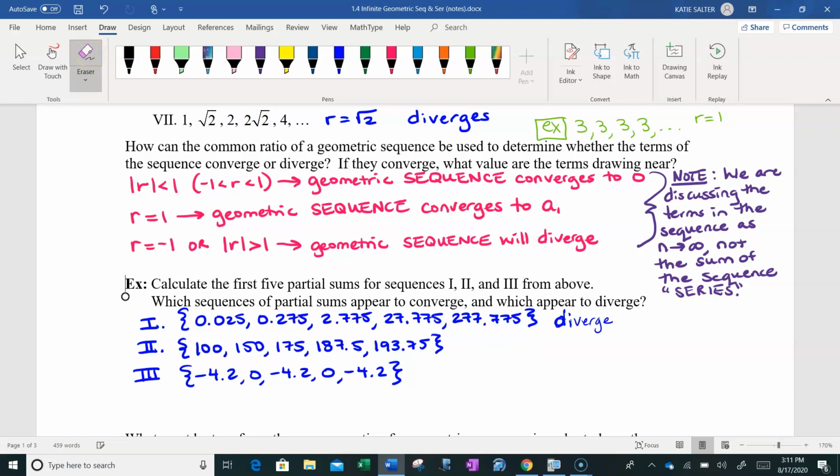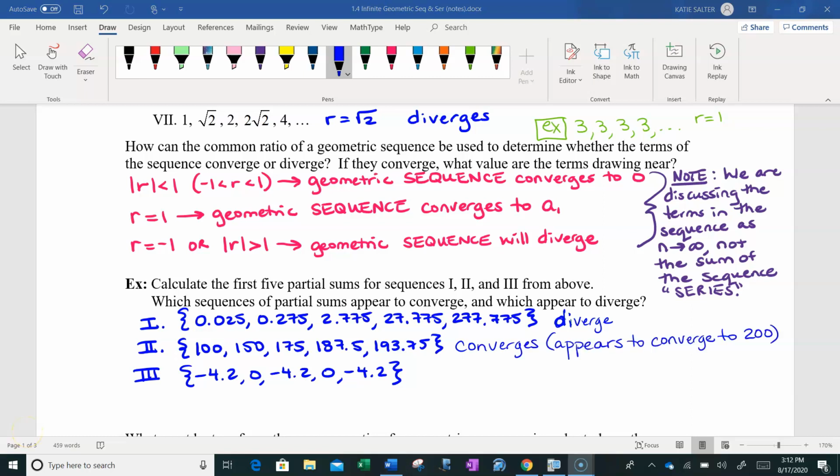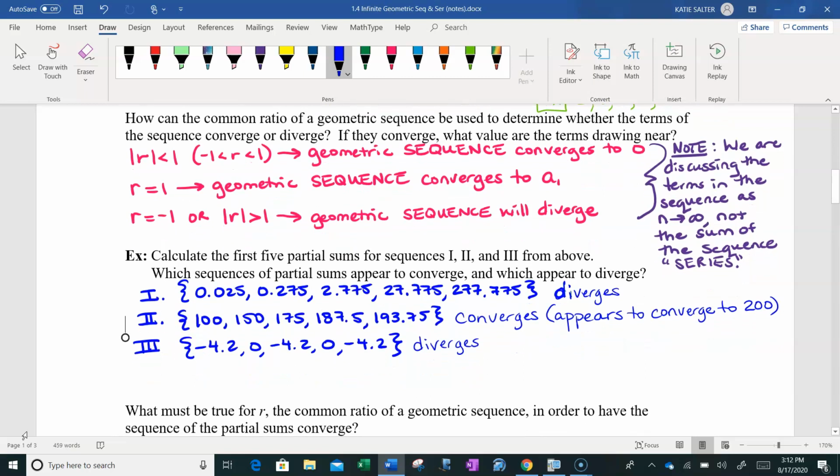Of course, we'll try to figure out what exactly that would be later, but for right now, we're just making a conjecture. And then that third one, it just keeps flip-flopping back and forth between -4.2 and 0. So since it does not seem to be closing in on one specific number, we would say that that diverges. So looking at these 3, what would we say must be true for r, the common ratio of a geometric sequence, in order to have the sequence of partial sums converge?